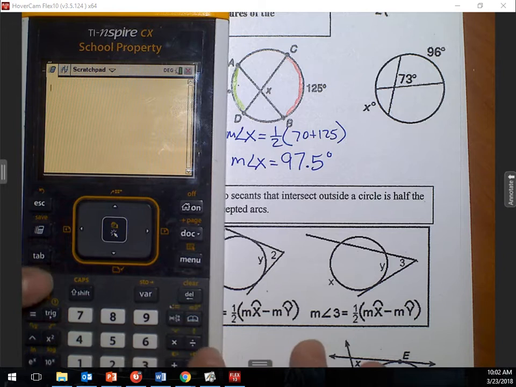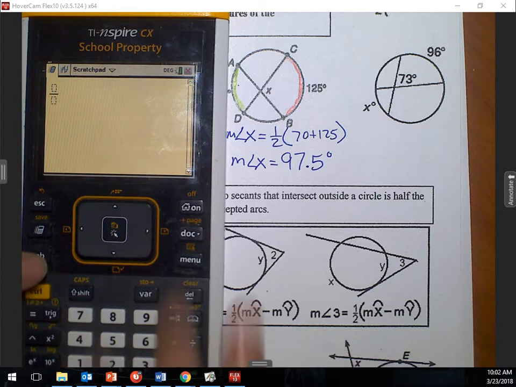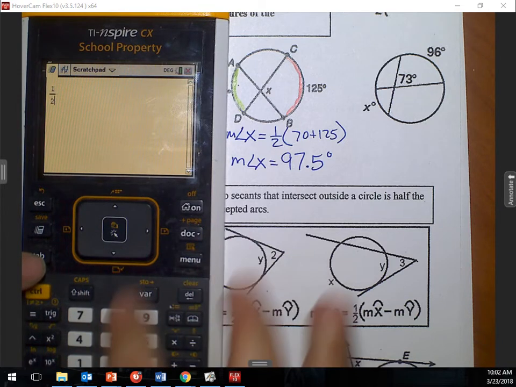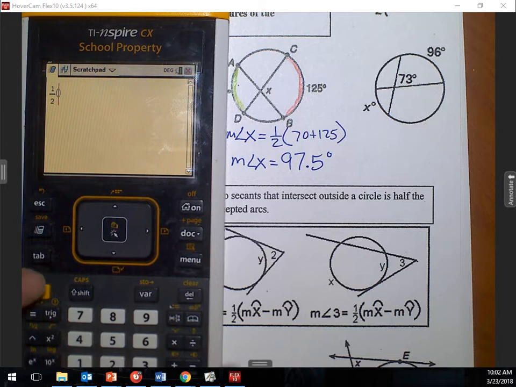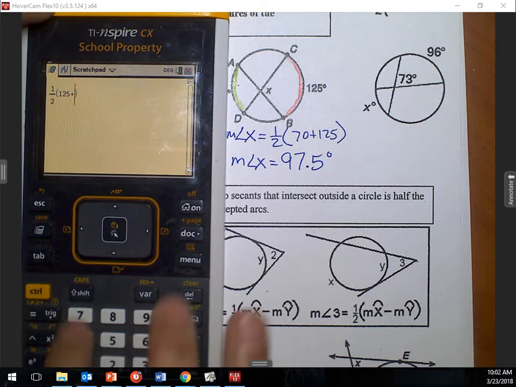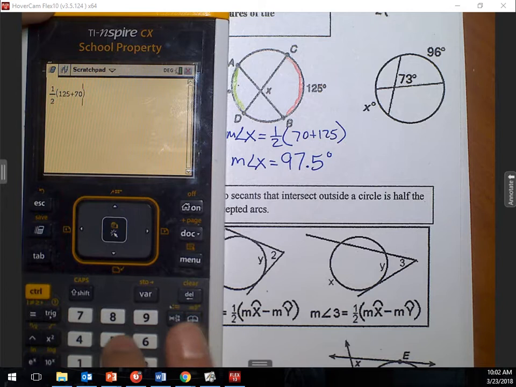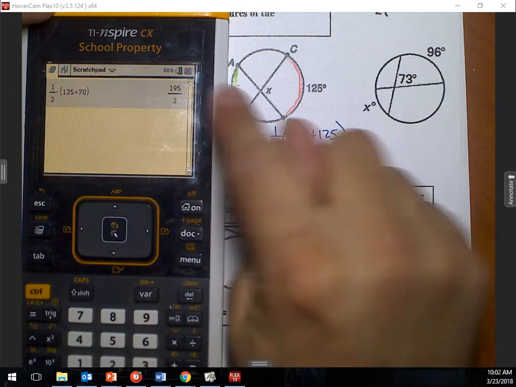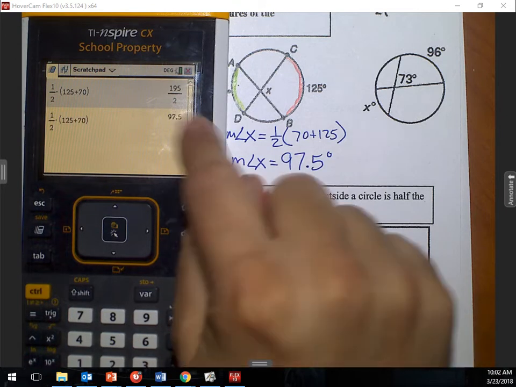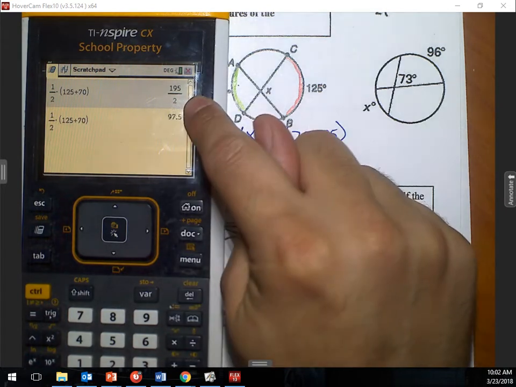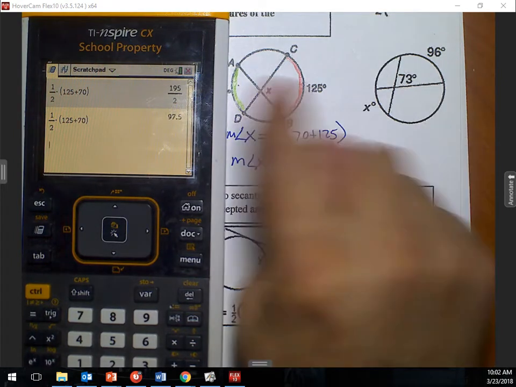So I'm going to start with my 1/2, 125 plus 70, parentheses. 125 plus 70 is not 190. It's 195. Yeah, it's 195 divided by 2 though, right? That's what we said. Oh, I thought you said 190, that's why.